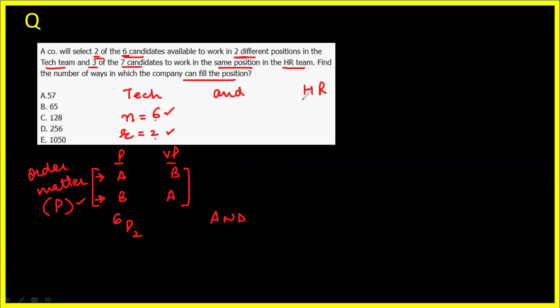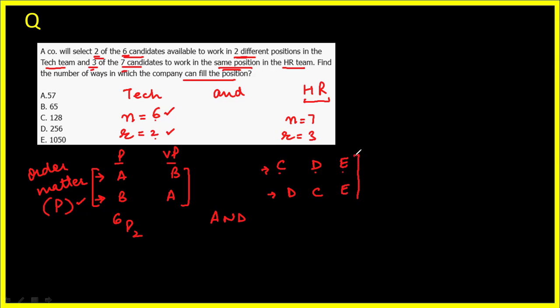And what do you require in the HR team? In the HR team, there are seven candidates and you require three of them. Now, does order matter? It says the same position. If you take three candidates, let's say persons C, D, E, selecting C first, D second, E third is the same as selecting D first, C second, and E third. It's the same position. The order does not matter.